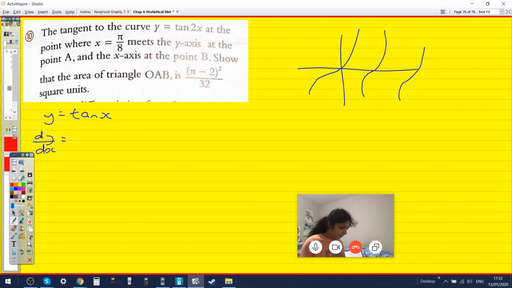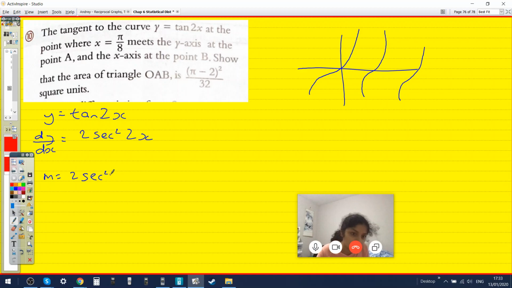Oh, we do. Okay. Tan kx differentiated is k sec squared kx. So that would be 2 sec squared 2x to differentiate that. What is next? So then you substitute x is equal to pi over 8. What is it? 2.